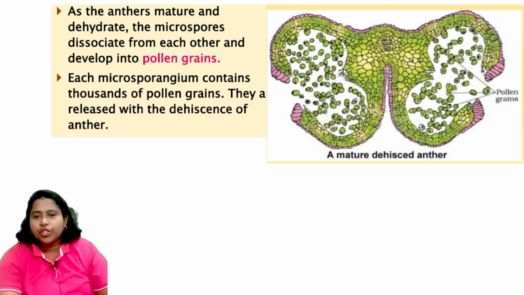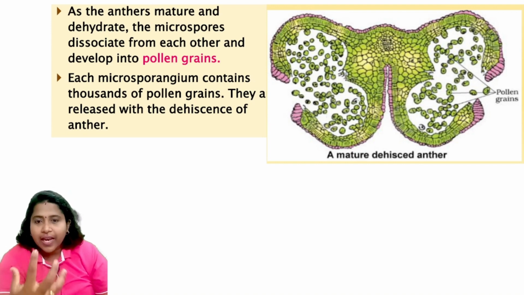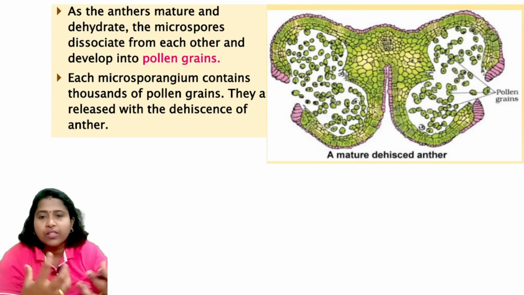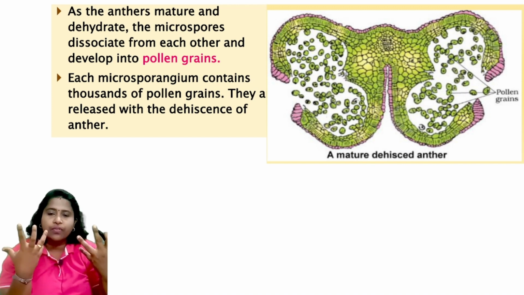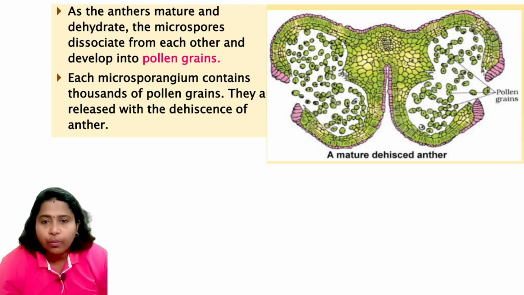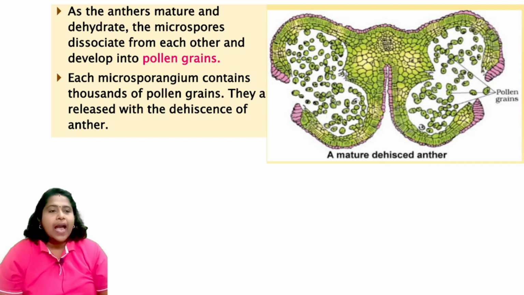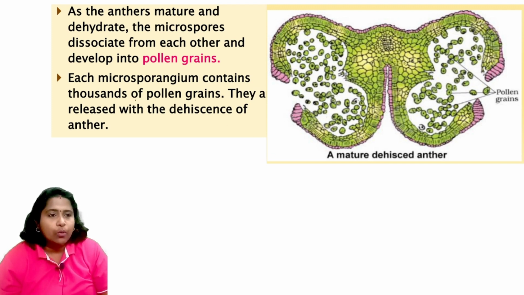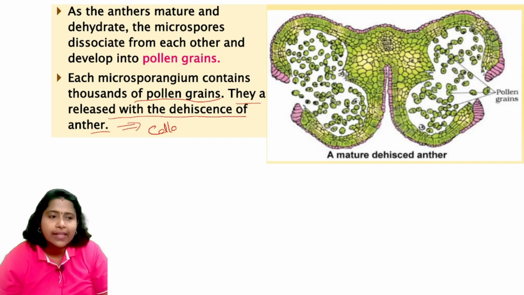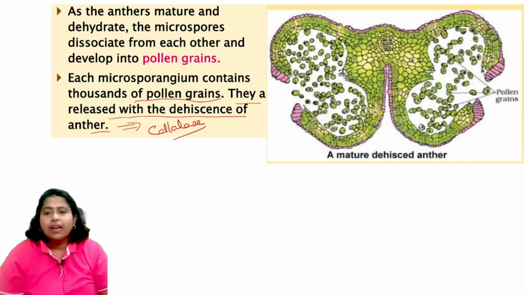Now as the anther matures, what happens inside the anther? It matures and dehydrates, and the microspore tetrads dissociate from each other and are released in the form of pollen grains. Each microsporangium contains thousands of pollen grains, and they are released with the dehiscence of the anther. For dehiscence, which enzyme is responsible? It is the callase enzyme. So that's all about microsporogenesis.